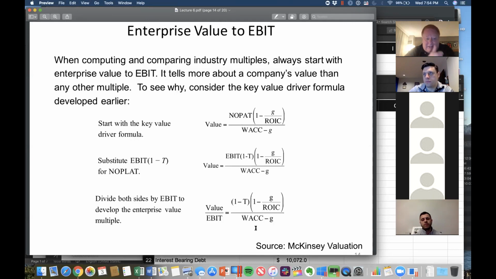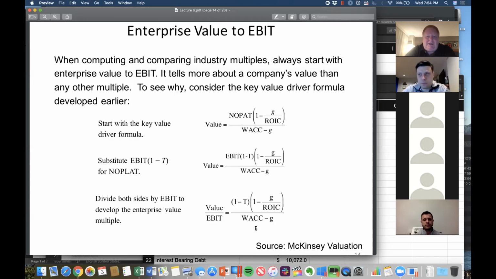And because it's rearranged math, it also allows us to triangulate. What I hopefully am stressing, if nothing else, this semester is that a lot of people in the real world think of multiples as something completely different from cash flow and valuation, when in reality it's not. It's just a representation of a perpetuity. The key to the perpetuity is growth and spread, and so multiples at the end of the day are just a representation of growth and spread.